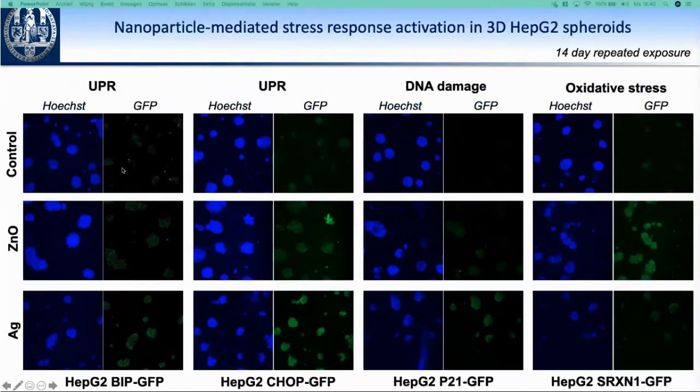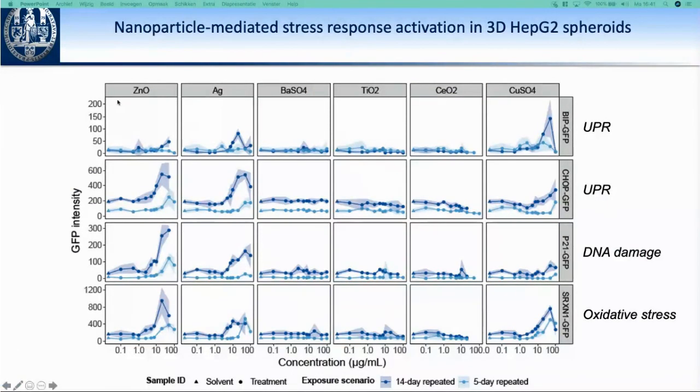So this is how it looks when you expose certain nanoparticles within these spheroids. For instance, we have tested reporters for the UPR, DNA damage and oxidative stress. And you can see that after 14 days of repeated exposure we see an enhanced signal of these various reporters, so that you can visualize which stress responses are being activated upon exposure to these nanoparticles. And this you can then quantify and visualize within overview graphs.